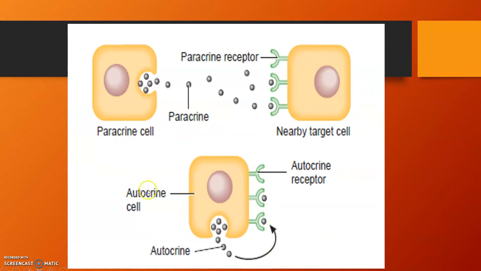Next, let us see the autocrine cells. Autocrine cells are the cells which secrete hormones, and they also possess the receptors for their own hormones. So the secretion is released and it acts on the receptors present on the same autocrine cell.